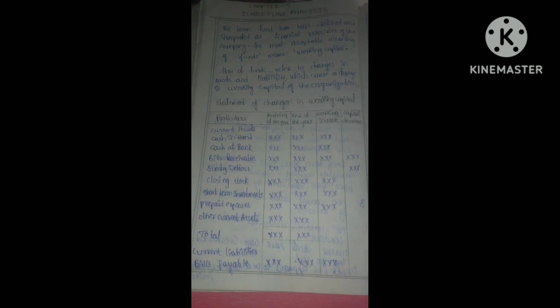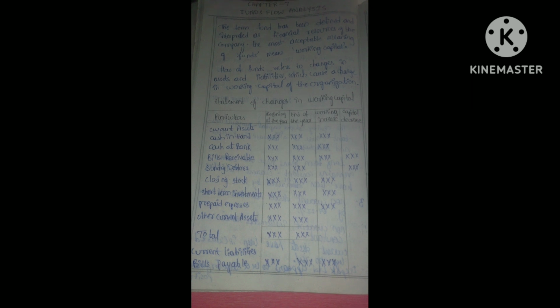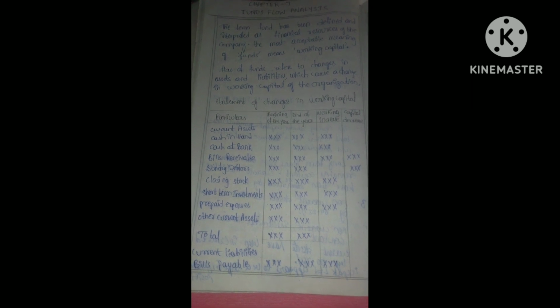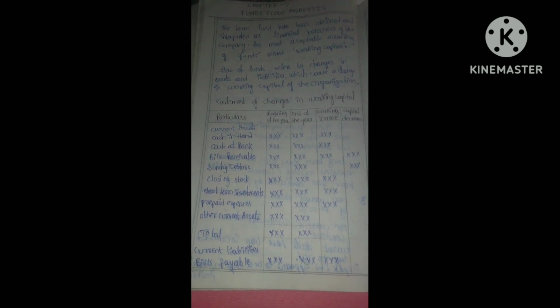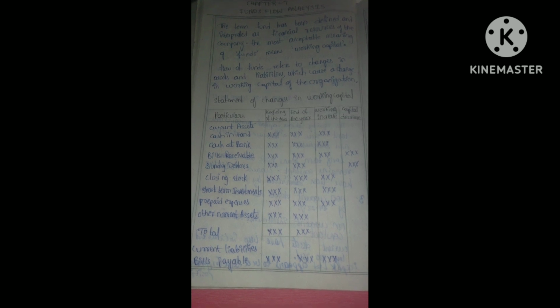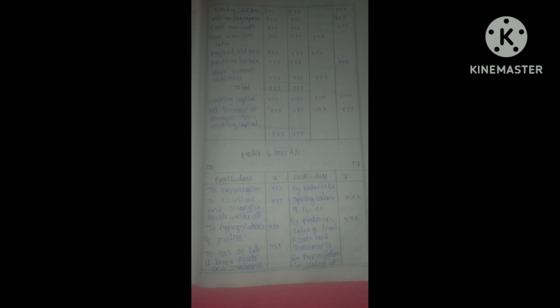Under current assets we have cash in hand, cash at bank, bills receivable, sundry debtors, closing stock, short-term investments, prepaid expenses, and other current assets. And under current liabilities we have bills payable, sundry creditors, outstanding expenses, bank overdraft, short-term loan taken, proposed dividend, provision for tax and other current liabilities. After calculating current assets and current liabilities we have to calculate working capital, and after calculating working capital we should calculate the net increase or decrease in working capital.